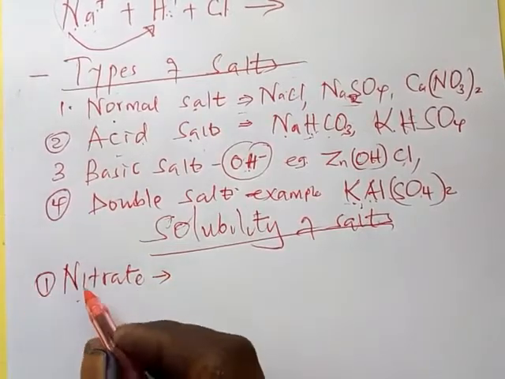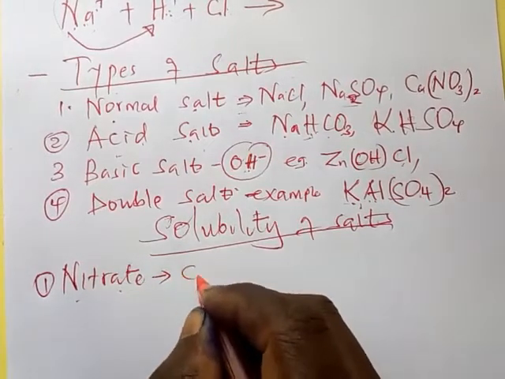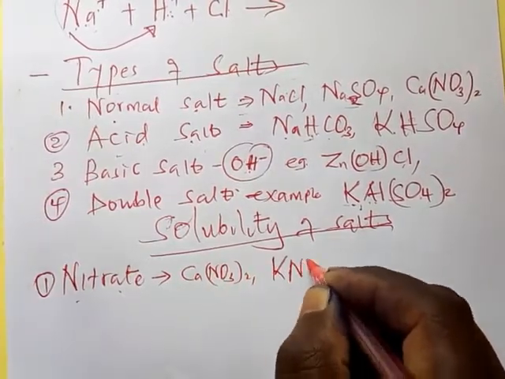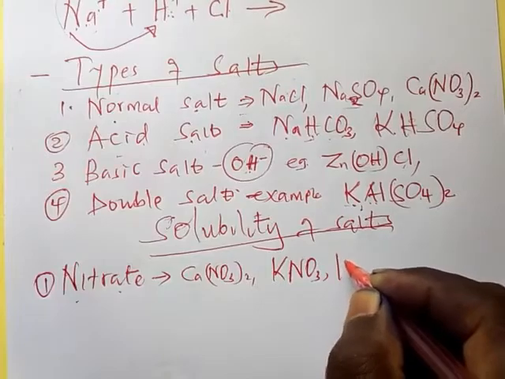Number 1, we have salt that we call nitrates. Examples are calcium nitrate, potassium nitrate, sodium nitrate.